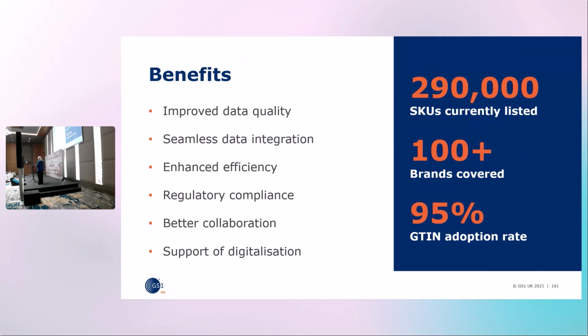So: improved data quality, seamless data integration, and they looked at why they needed a unique identification key and those standards, which streamline operations, including reducing manual data entry and minimizing errors within systems. That data pool is now housing 95% of GTINs to identify their products. They want to make sure it's at 100%, and are already driving that through for the UK market.